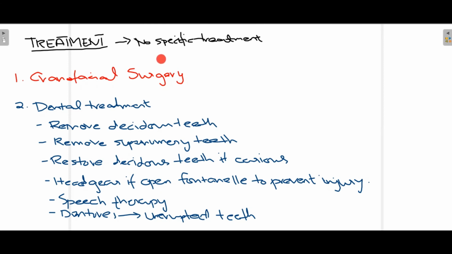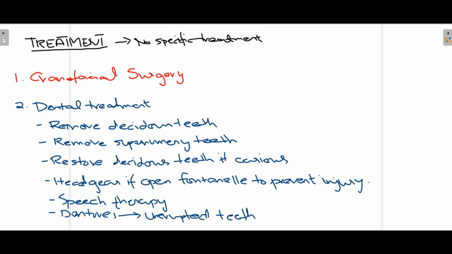Firstly, there is no specific treatment for such patients. You just move on towards correcting the symptoms of the patient and helping normal development. So craniofacial surgery can be performed to correct the suture and fontanelle problems the patient might suffer. Now moving on towards dental treatment. In dental treatment, it basically starts with removing the deciduous teeth if they are retained for longer than they should be present, so that the permanent teeth can erupt in the oral cavity.